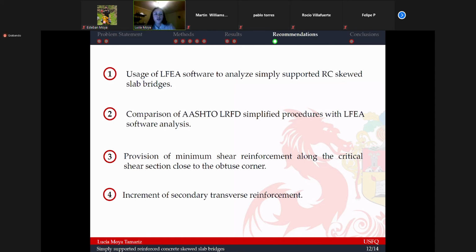A third recommendation would be to provide minimum shear reinforcement along the critical shear section that is close to the obtuse corner, because in this way, we will increase the shear ductility of the bridge, even if it would not be extremely necessary because we get a unity check that's below 1. And fourth, it would be recommended to increment secondary transverse reinforcement because, as we could see, the distribution reinforcement is only able to fulfill the demands of straight geometries.